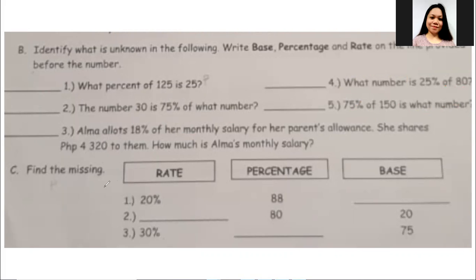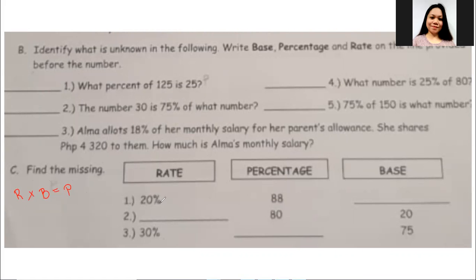All right. Find the missing... that's a weird question. All right. So rate, percentage, base. So the formula here is, oh, sorry, rate times base equals percentage, right? And the rate should be in decimal form.